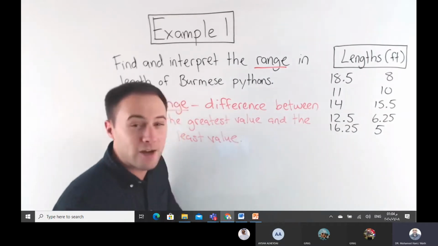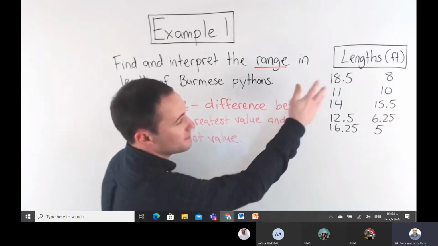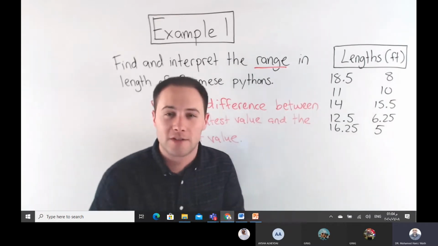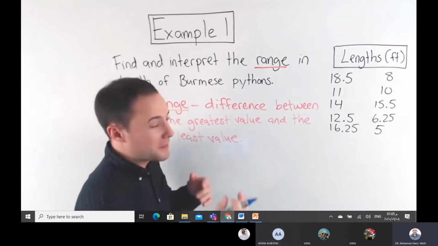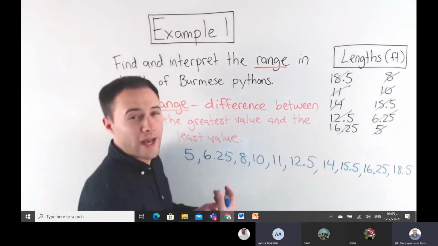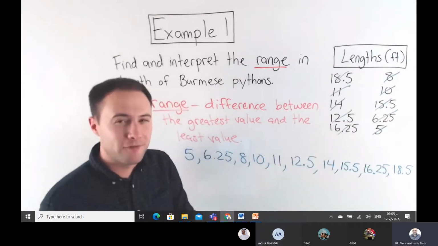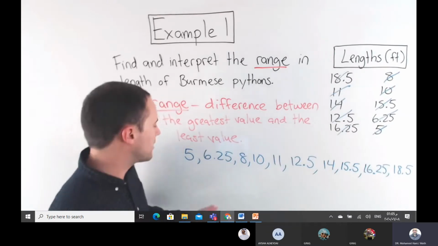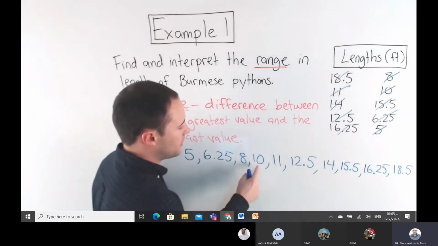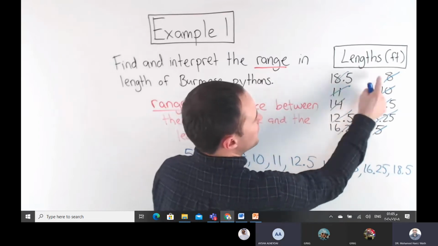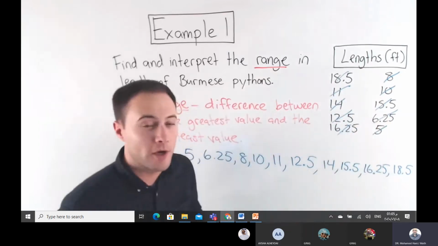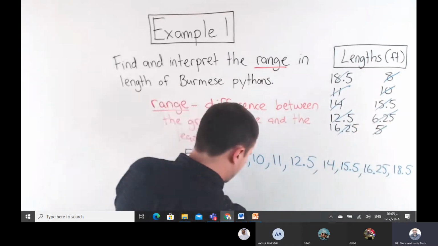So first, like always, we always put our data in order from least to greatest first. This is no different. So that's what we're going to do. So I'm going to do that really quick. Okay, I got my data in order. Again, before I do anything, I would just want to double check. So I'm going to count 1, 2, 3, 4, 5, 6, 7, 8, 9, 10. So I'm good.